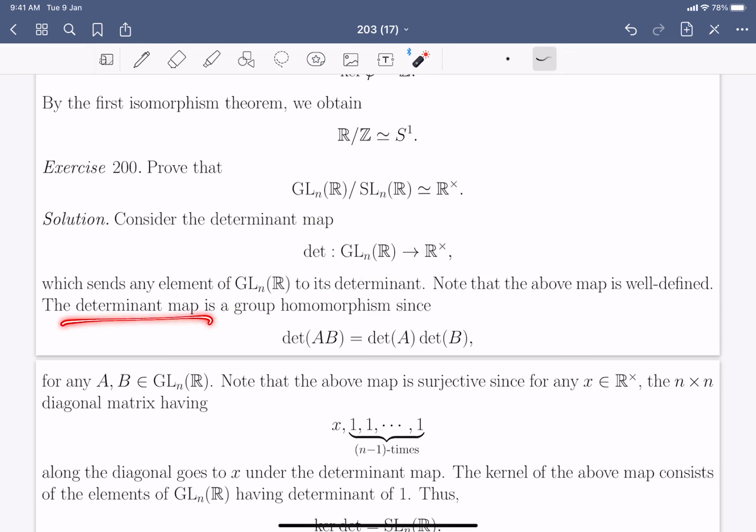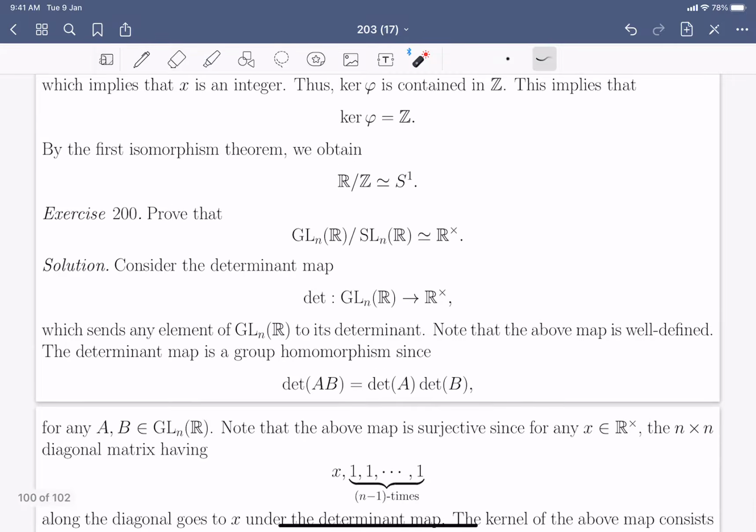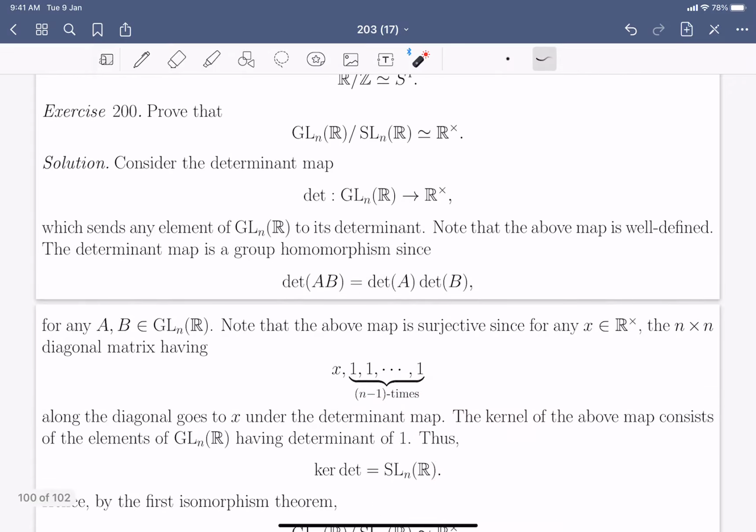The determinant map has a nice property: determinant of AB is determinant of A times determinant of B for any two matrices A, B inside GLnR. And this map is surjective, because if you take any element x from R cross, then look at the diagonal matrix having x and a sequence of n minus 1 ones along the diagonal. So this looks like x, then 1, then 1.